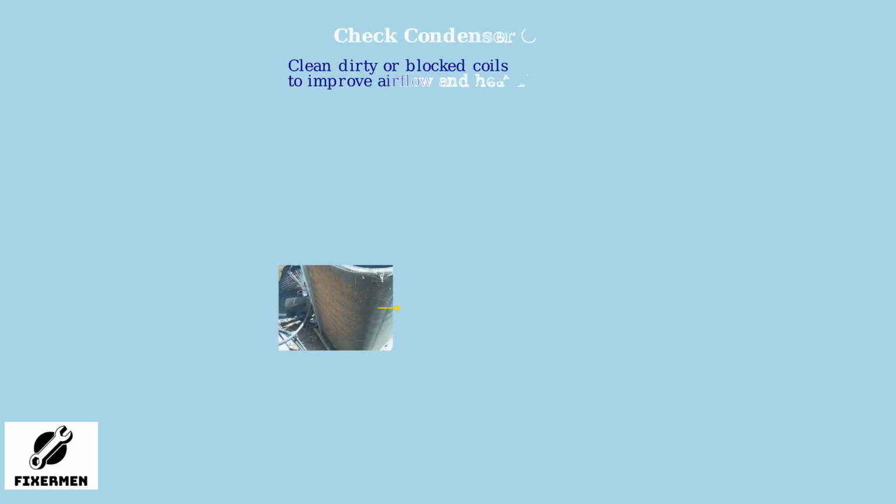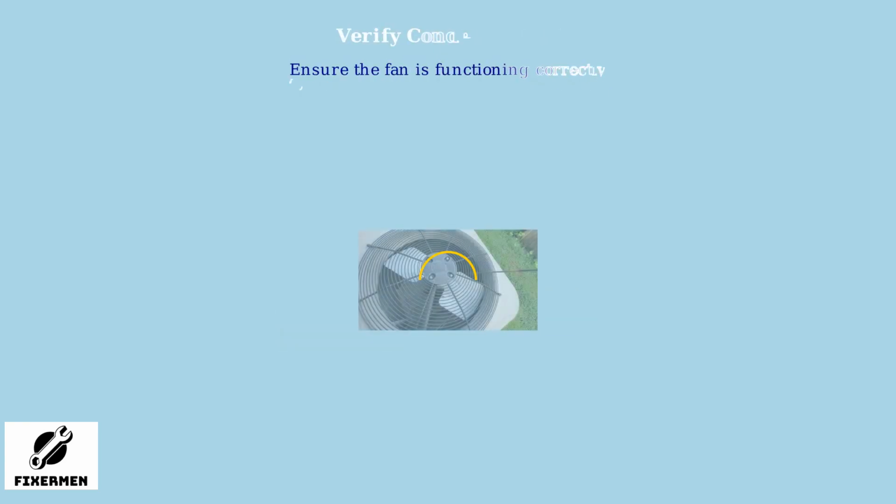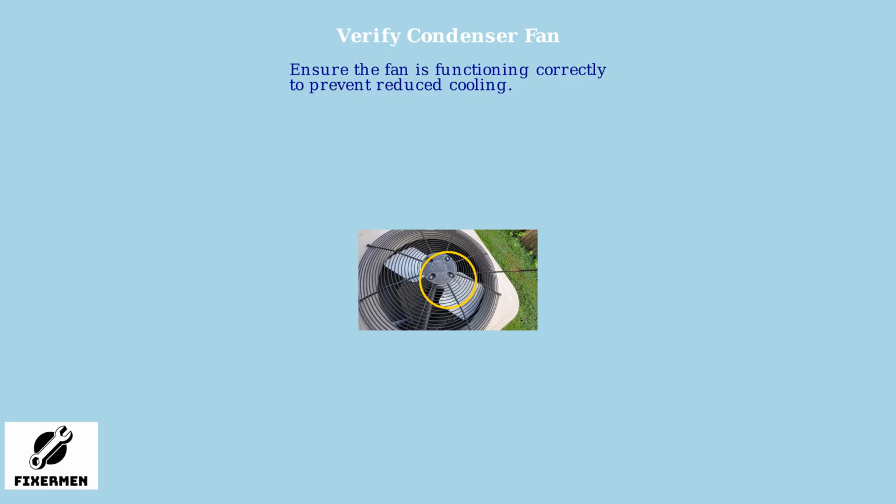Several factors can trigger the E4 error. Start by checking for simple causes like a dirty or blocked condenser coil. Cleaning this can drastically improve airflow and heat dissipation. Look at the difference cleaning makes. Next, verify the condenser fan is functioning correctly, as a faulty fan reduces cooling.